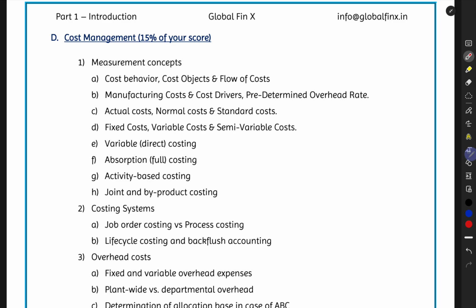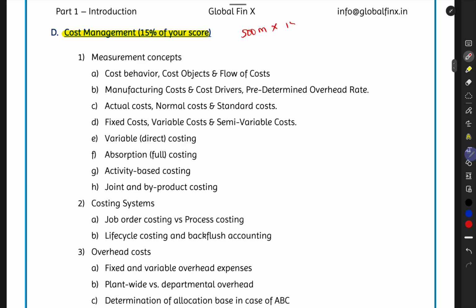In this particular video, we are going to look at the components of Section D, which is cost management, and that comprises 15% of your exam score. So that would be 500 marks into 15 percent, which is 75 marks. Out of your total 500 marks, you get 75 from this particular area, cost and cost management.